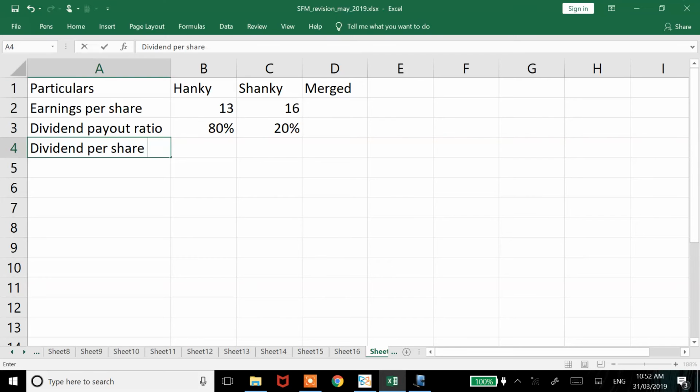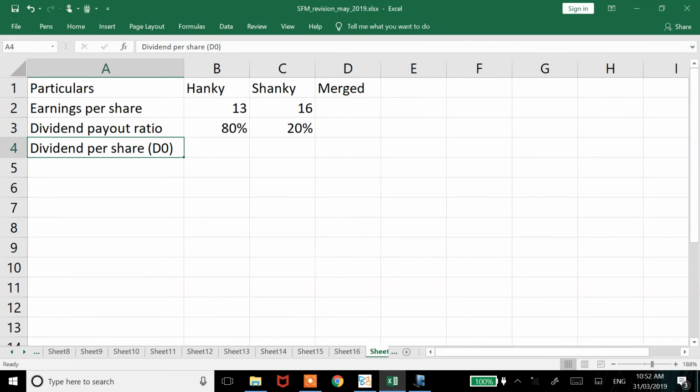Dividend per share, D0, this has just been paid. They have mentioned below the table that dividend has just been paid by the company. Dividend per share D0 is 10.4 and 3.2. I'll add the growth rate to it when I have to do the calculation. D0 plus growth rate will give me D1.